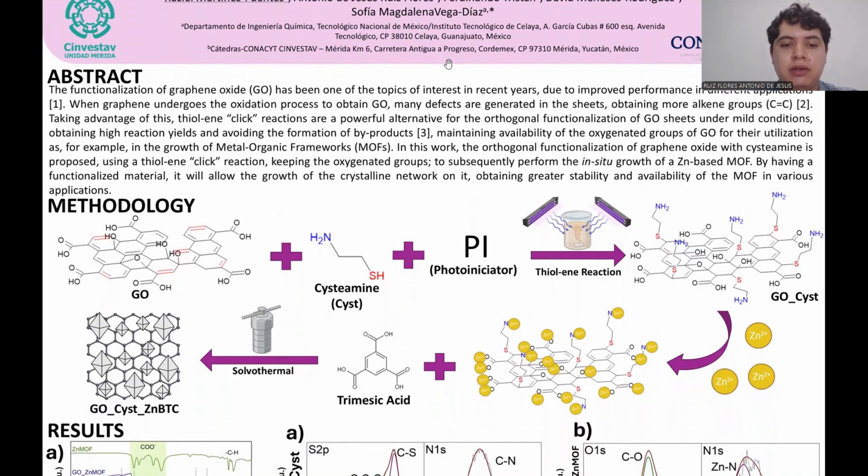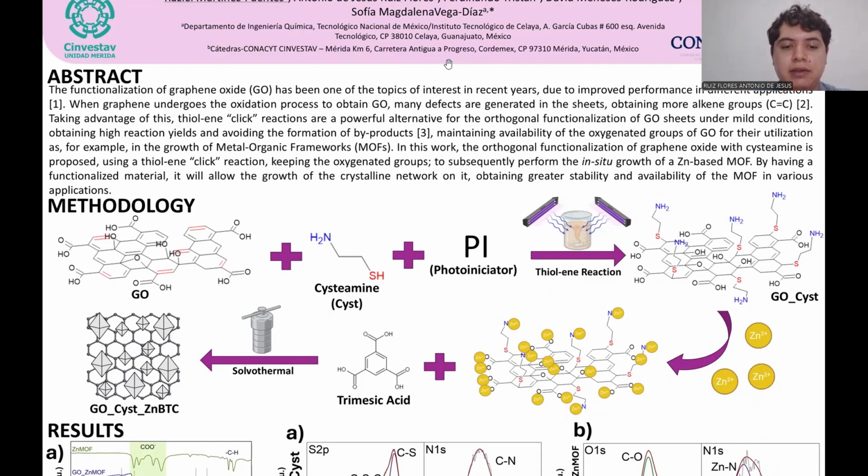In this work, the orthogonal functionalization of graphene oxide with cysteamine is proposed using a thiol-ene click reaction, keeping the oxygenated groups to subsequently perform the in situ growth of a zinc-based MOF. By having a functionalized material, it will allow the growth of a crystalline network on it, obtaining greater stability and availability of the metal-organic framework in various applications.